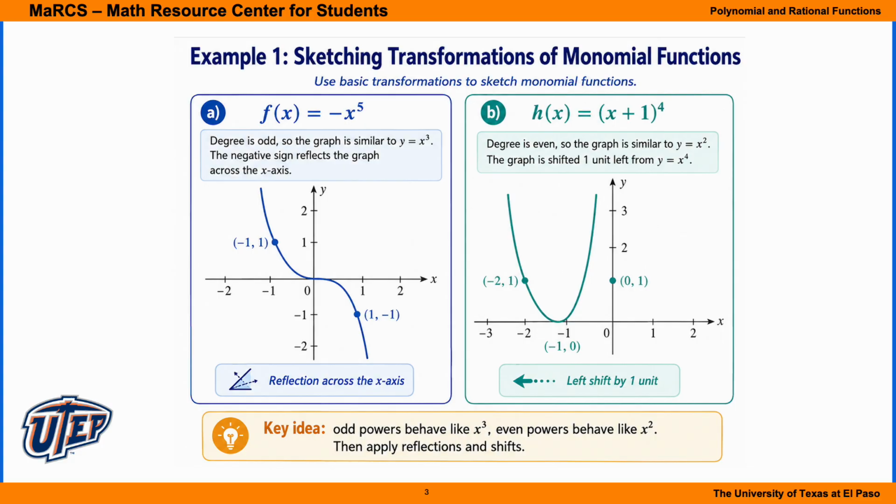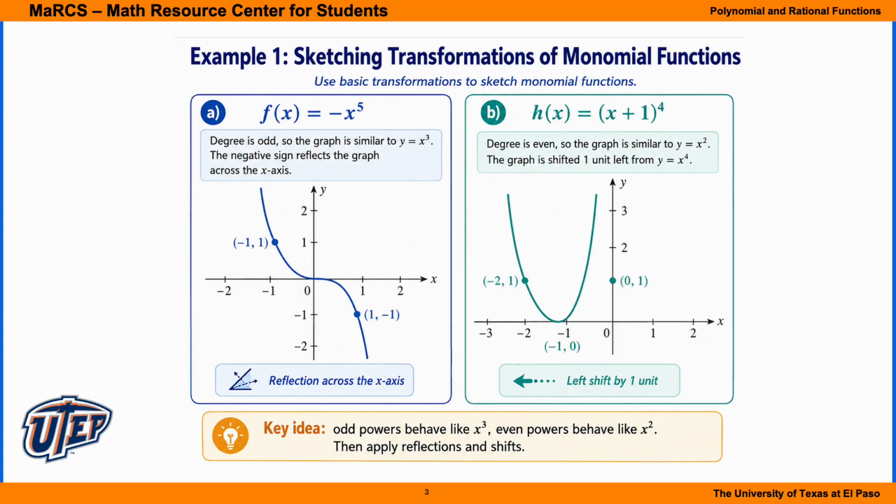For example, 1b, we have the function h of x is equal to (x plus 1) to the power of 4. Since our degree is even, the graph is similar to x squared, and the graph will be shifted 1 unit to the left from x to the power of 4 because of that plus 1 on the inside of the parentheses.